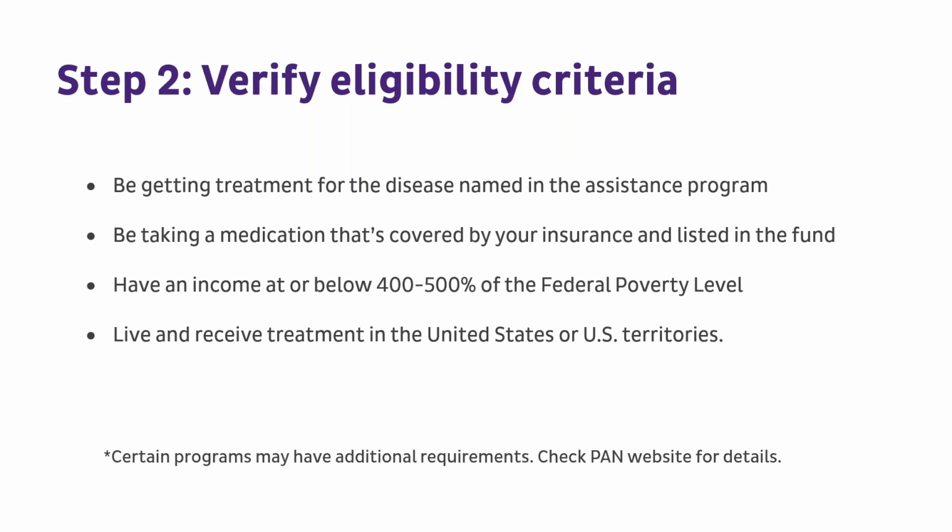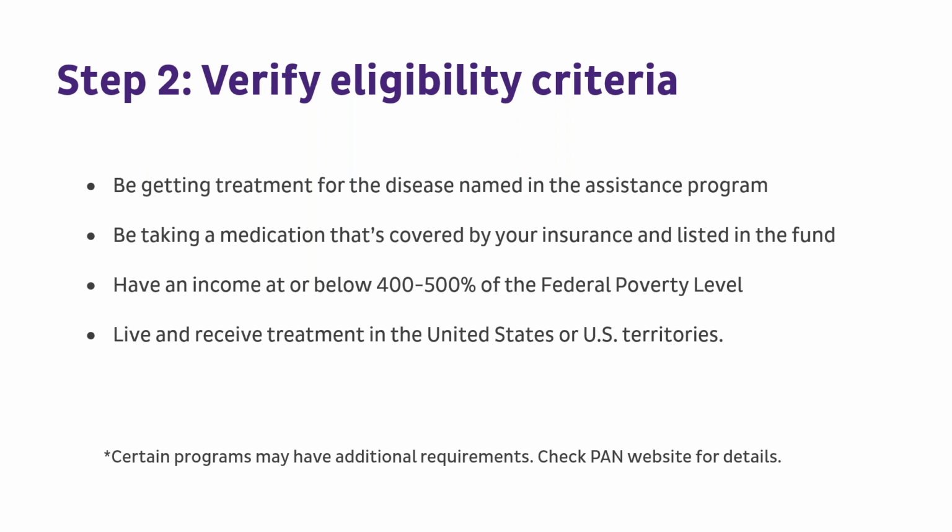Number 1, you must be getting treatment for the specific disease state you're applying for. This means if you're applying for assistance for the hemophilia fund, you must have a diagnosis or one of the subtypes under the hemophilia diagnosis fund relating to the ICD-10 codes. 2, the medication or product must be listed under the specific disease fund formulary, as I mentioned before, and you must be covered by health insurance, as I described in previous slides.